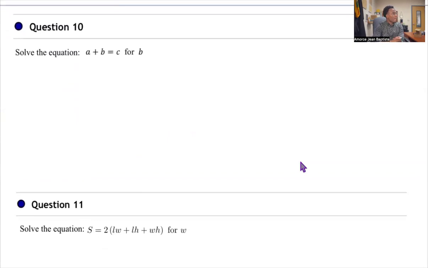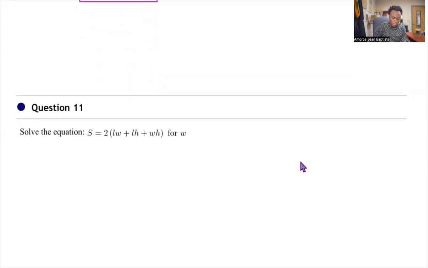Here, we are solving this one for, this is too easy. We're solving for B, so I'm going to subtract A on both sides. B equals C minus A.